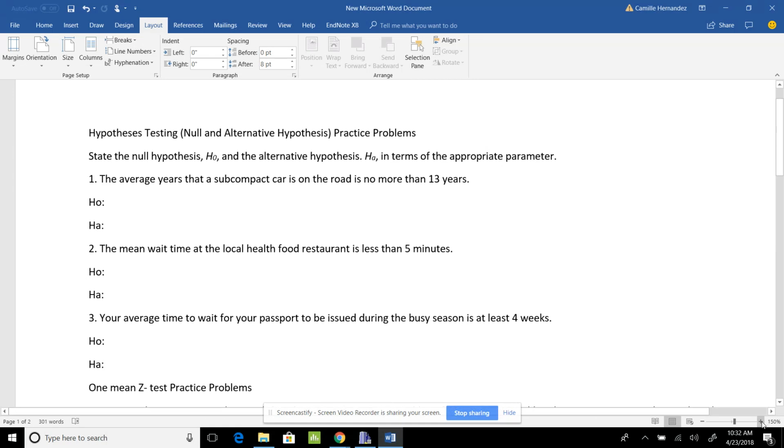So let's talk about hypothesis testing and do some practice problems. For this exercise, we want to state the null hypothesis and the alternative hypothesis in the appropriate parameters.